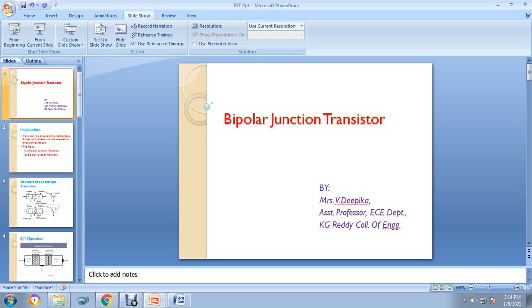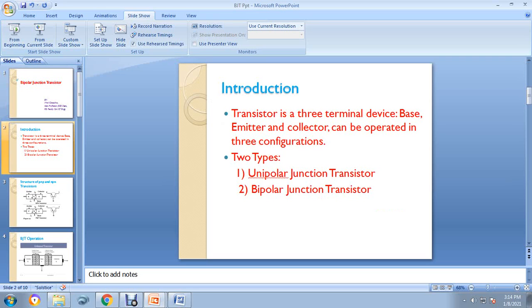Coming to the introduction of the bipolar junction transistor, a transistor is nothing but a three terminal device where the three terminal names are base, emitter and collector. As we have three terminals, it can be operated in three configurations. According to the configuration, it can be used for either voltage or current amplification.